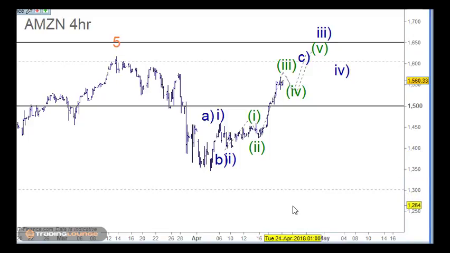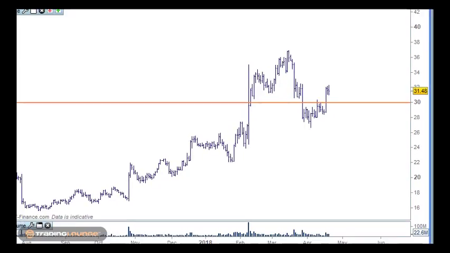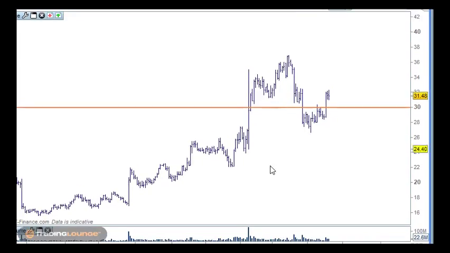So we need to keep a little bit of an eye on it, but certainly showing a bullish pattern there. Then we get stocks like Twitter. We had a count for this, which I did put out, and we were looking for this top to come into play here, which it has, and looking at this move down.